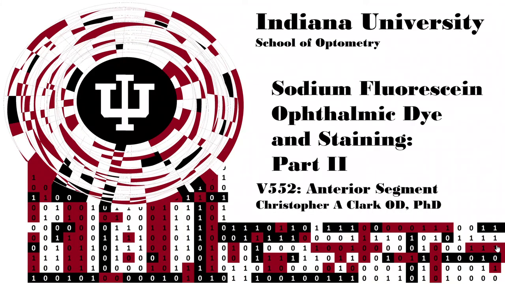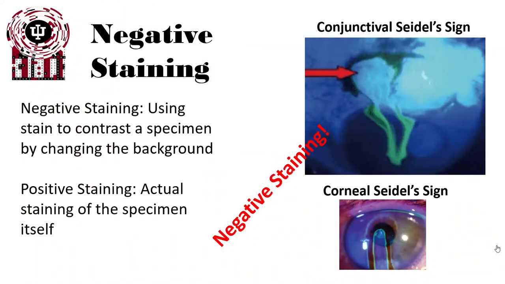This is sodium fluorescein and ophthalmic dyes staining, part 2. As we previously discussed, negative staining can be used through the Seidel sign to detect whether there's a full puncture or full penetration of the conjunctiva of the cornea. This is a use again of negative staining, which can be defined as using a stain to contrast a specimen itself by changing its background. Positive staining is actual staining of the specimen itself.